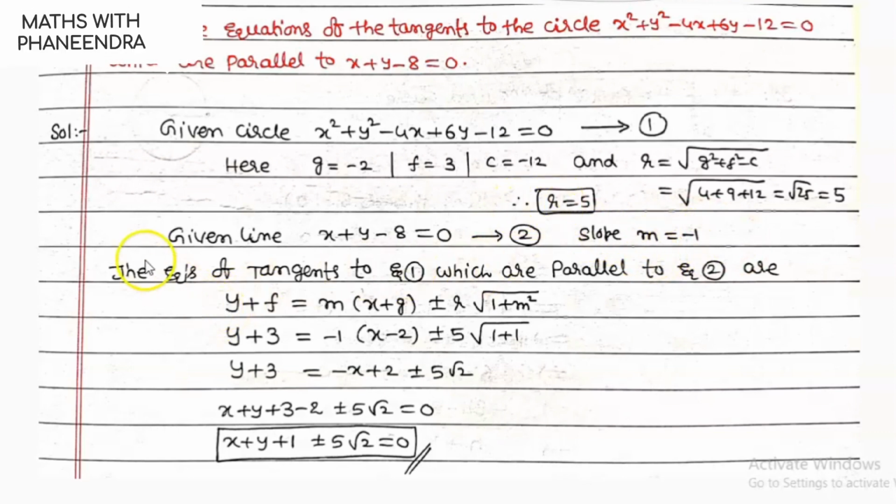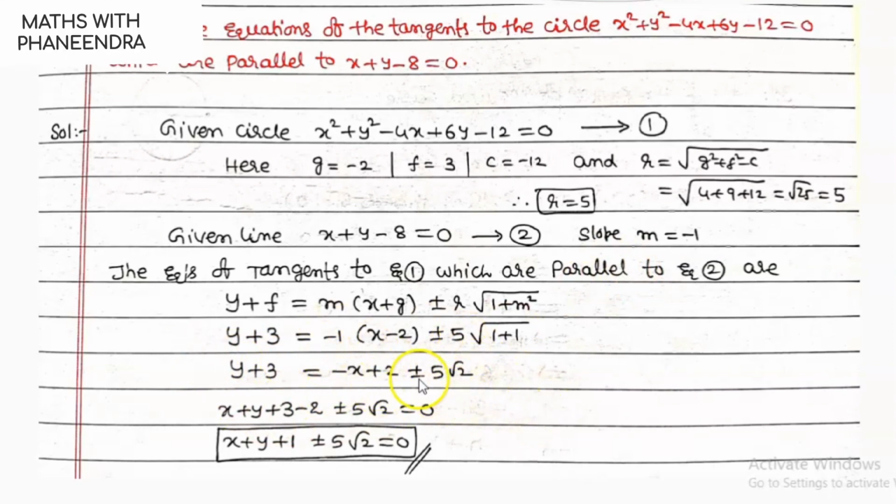So the equation of tangents to equation 1 which are parallel to equation 2 are y plus f equal to m into x plus g plus or minus r into square root of 1 plus m square, and substitute the values of m, r and g, f. So y plus f, y plus 3 equal to m value is minus 1, x minus 2 plus or minus r value is 5 into square root of 1 plus m square, m value is minus 1 whole square. So y plus 3 equal to minus x plus 2 plus or minus 5 into root 2.